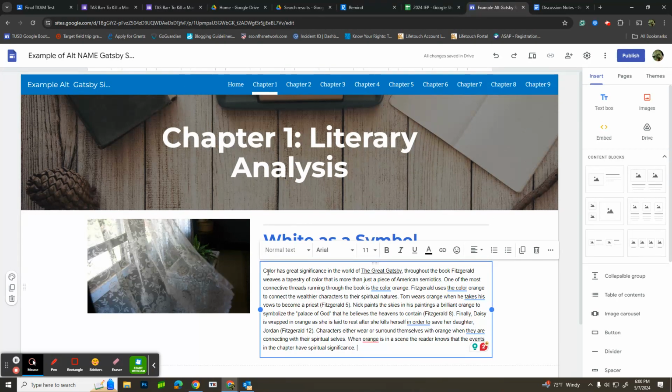Now, what I did was I started off talking about the book. Color is a great significance in the world of Great Gatsby. Throughout the book, Fitzgerald, that's the last name of our author, weaves a tapestry of color that is more than just a piece of American semiotics. One of the most connected threads running through the book is the color orange. So I introduced the book, I introduced what I was going to talk about, and now I'm going to show you how he uses orange.